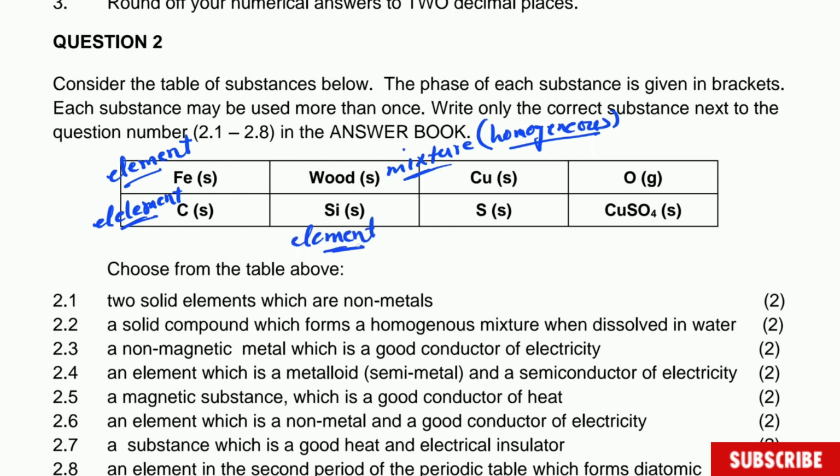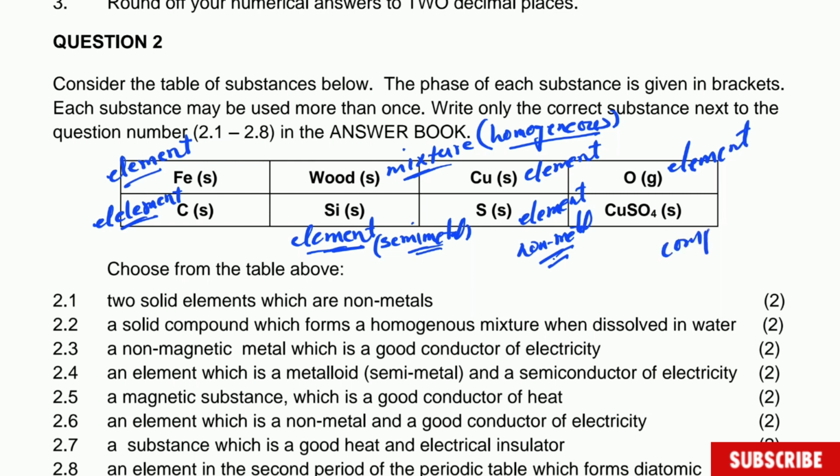We have silicon, which is an element. You do all this using the periodic table. This one is a semi-metal, or metalloid, which could also be called. Copper is an element. Sulfur is an element. It is a non-metal, by the way. We have oxygen, which is an element. And we have copper sulfate, which is a compound. So there is everything we know about these substances.